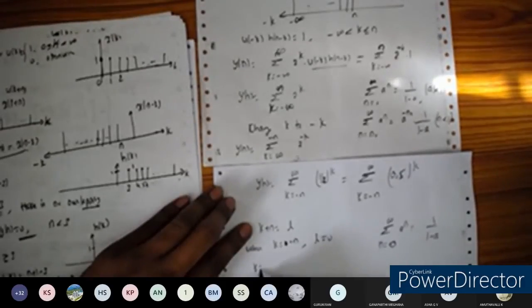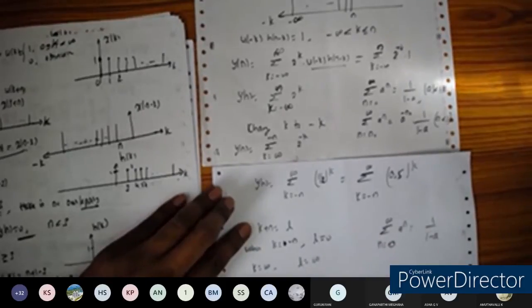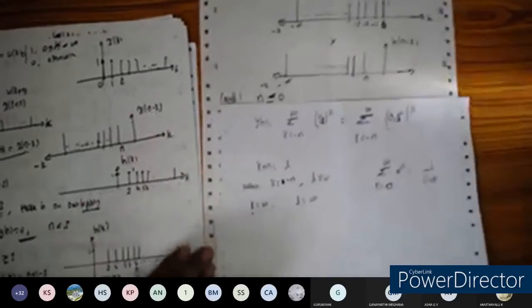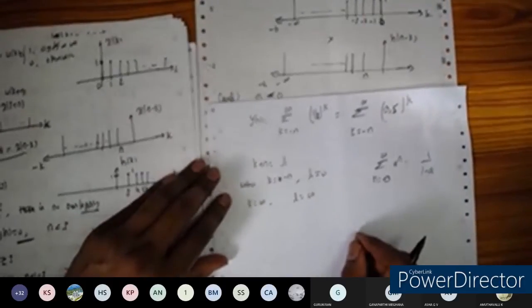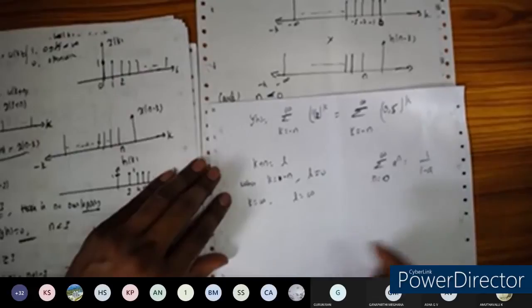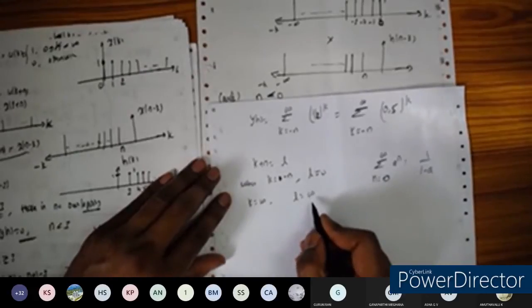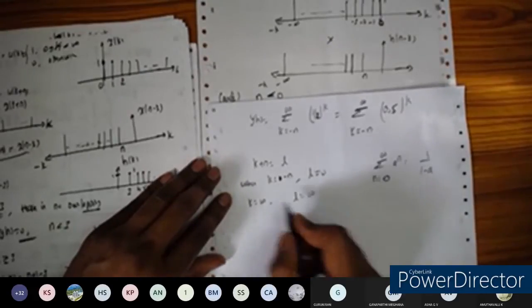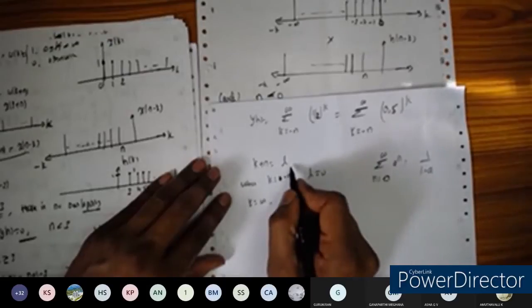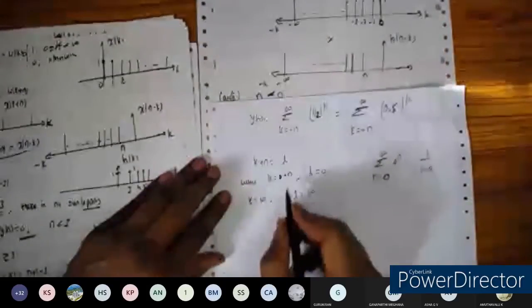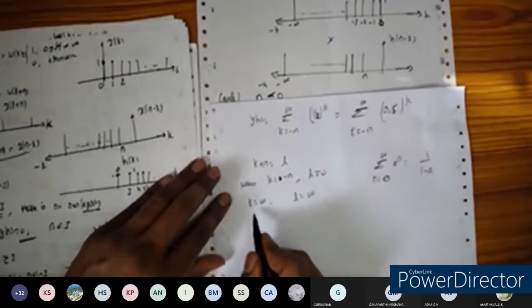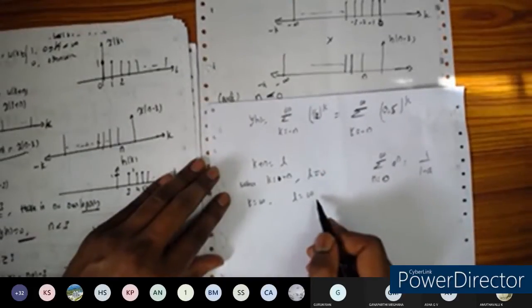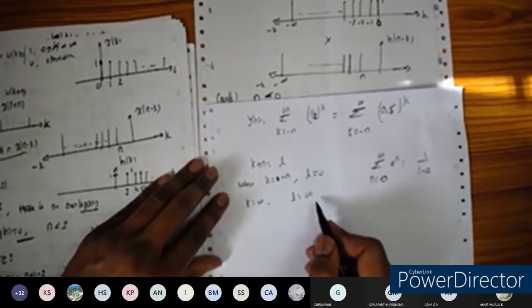Similarly, when k is equal to infinity, L will also become equal to infinity. Is the video clarity okay? You can see it, I guess. So k plus n is equal to L, I am substituting. When k is equal to minus n, L becomes 0, and when k is equal to infinity, L also becomes infinity.